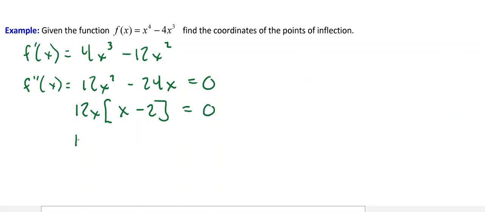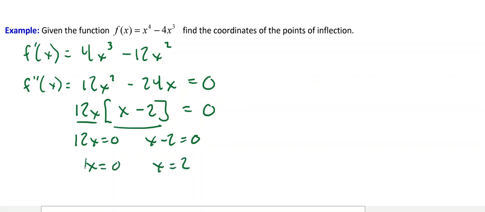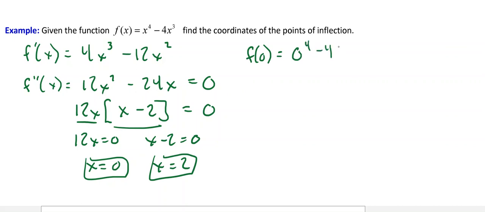And then we use the zero product property that you learned back in an algebra class. And we set both factors equal to 0 and solve for x. So we now have 2 points of inflection. So we have to find f of 0. And so that's going to be 0 to the 4th minus 4 times 0 cubed, which is 0. So the point when x is equal to 0, we get y is equal to 0. So that point is going to be 0, 0.